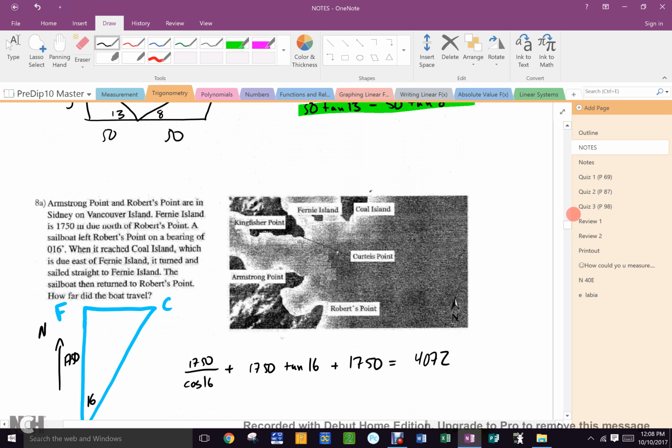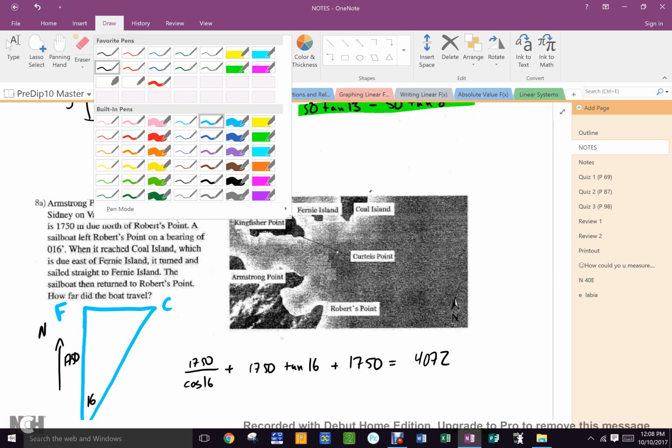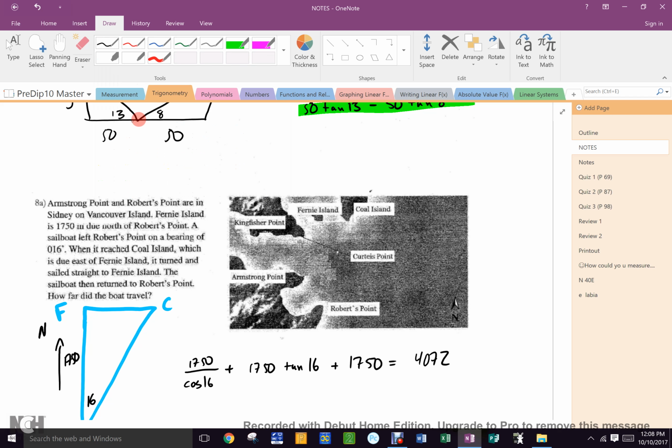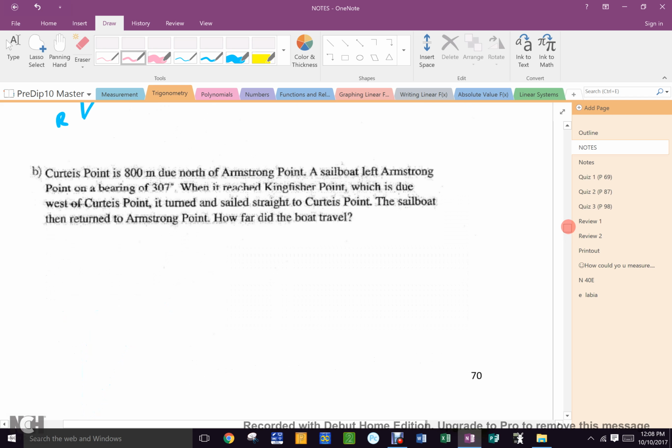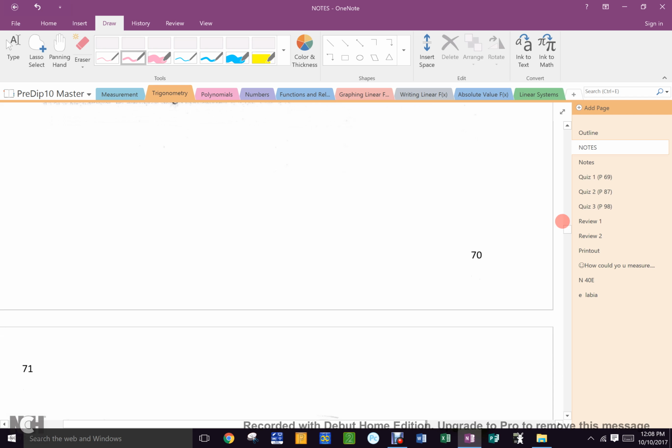north of Armstrong Point. So let's get a color that shows up well again. Let's use pink. Does that show up? Yeah. Okay, so there's 800, and then I sailed over to Kingfisher Point, I believe. Yes? Which is over there, and then down. So I have that pink triangle, which looks like this.